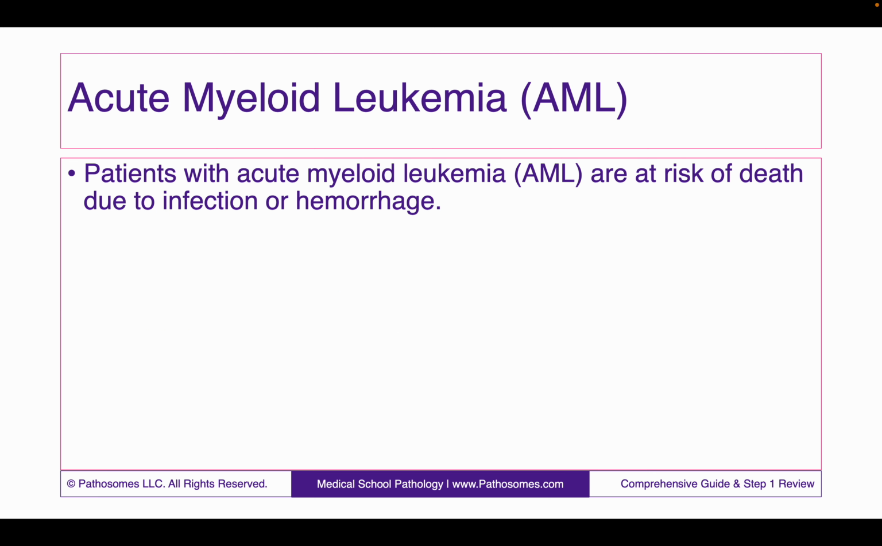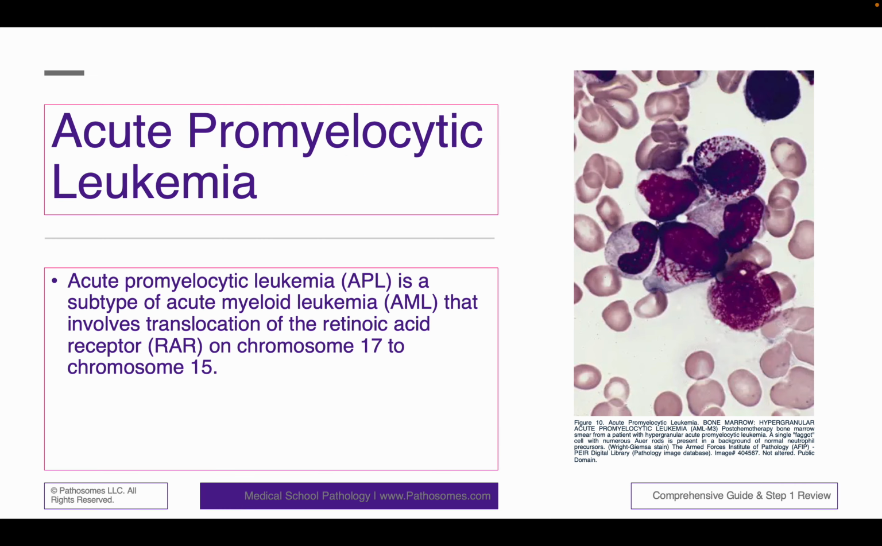Patients with acute myeloid leukemia are at risk of death due to infection or hemorrhage, right? And that makes sense because they're not producing the proper white blood cells to fight off and stave off infections, and they're not producing proper red blood cells or platelets to stop the hemorrhage.